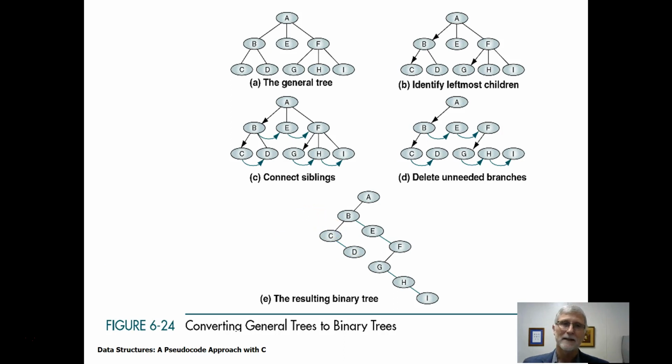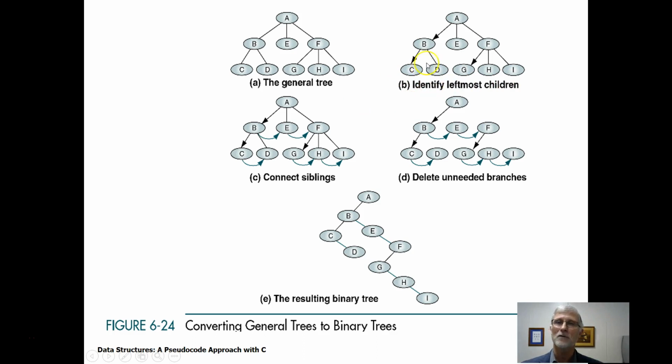Now, if I've got a general tree, how do I convert it to a binary tree to take advantage of some of those routines we just talked about? If I've got a general tree like the one up here in the upper left-hand corner, the first thing you want to do is identify all the leftmost children. Here, B is the leftmost of A, C is the leftmost of B, and G is the leftmost of F. E has no leftmost child, and neither do any of the leaves. That's my first step.